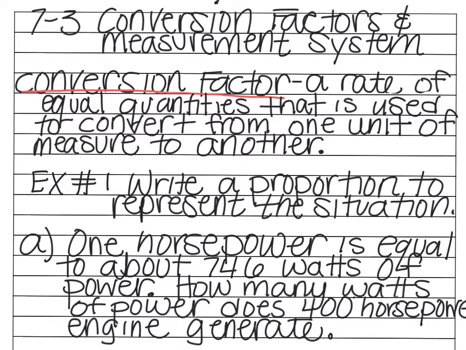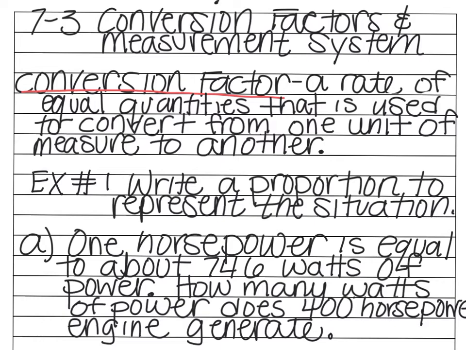Today we are doing 7.3 conversion factors and measurement system. We have our conversion factor, which is a big part of what we're doing today. This is a rate of equal quantities that is used to convert from one unit of measure to another. So what does that mean?